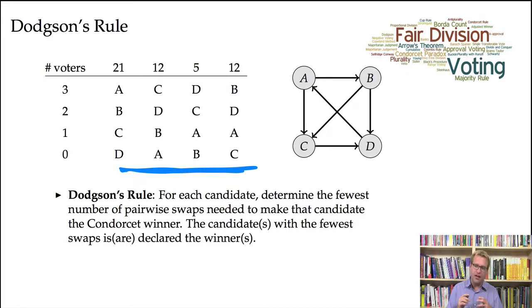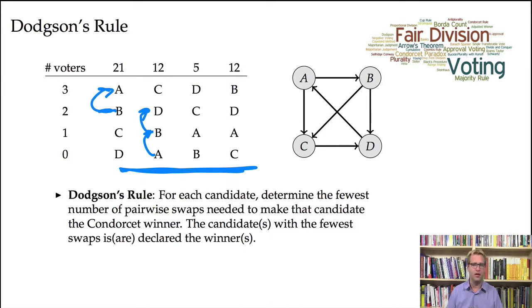What you're allowed to do is make pairwise swaps between some of the candidates. So for example, you're allowed to swap this candidate B with candidate A, so make B the winner in one of these orderings, or you're allowed to swap candidate A with candidate B or candidate B with candidate D. So you're only allowed to make pairwise swaps. And Dodgson wants you to look for the fewest number of pairwise swaps that are needed to make that candidate the Condorcet winner. So in order to calculate the Dodgson rule, we really need to run through a lot of calculations. For every candidate, we need to figure out the minimal number of swaps you need in order to turn that candidate into a Condorcet winner.